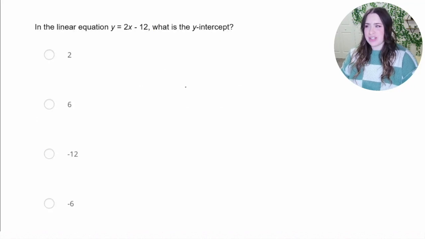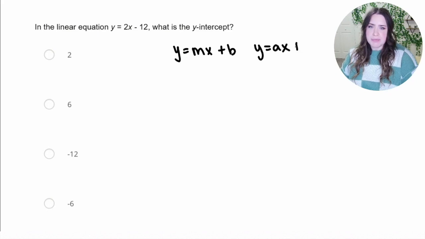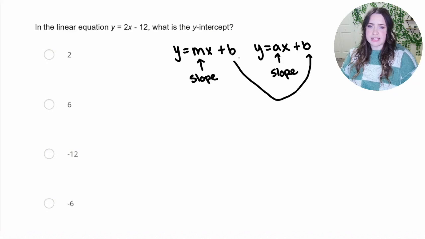In this question, we're asked, in the linear equation y equals 2x minus 12, what is the y-intercept? So you may or may not remember that y equals mx plus b, or you may have also seen it as y equals ax plus b. These are slope-intercept form, and the m or the a are the slope of the equation, and the b in both cases is the y-intercept.